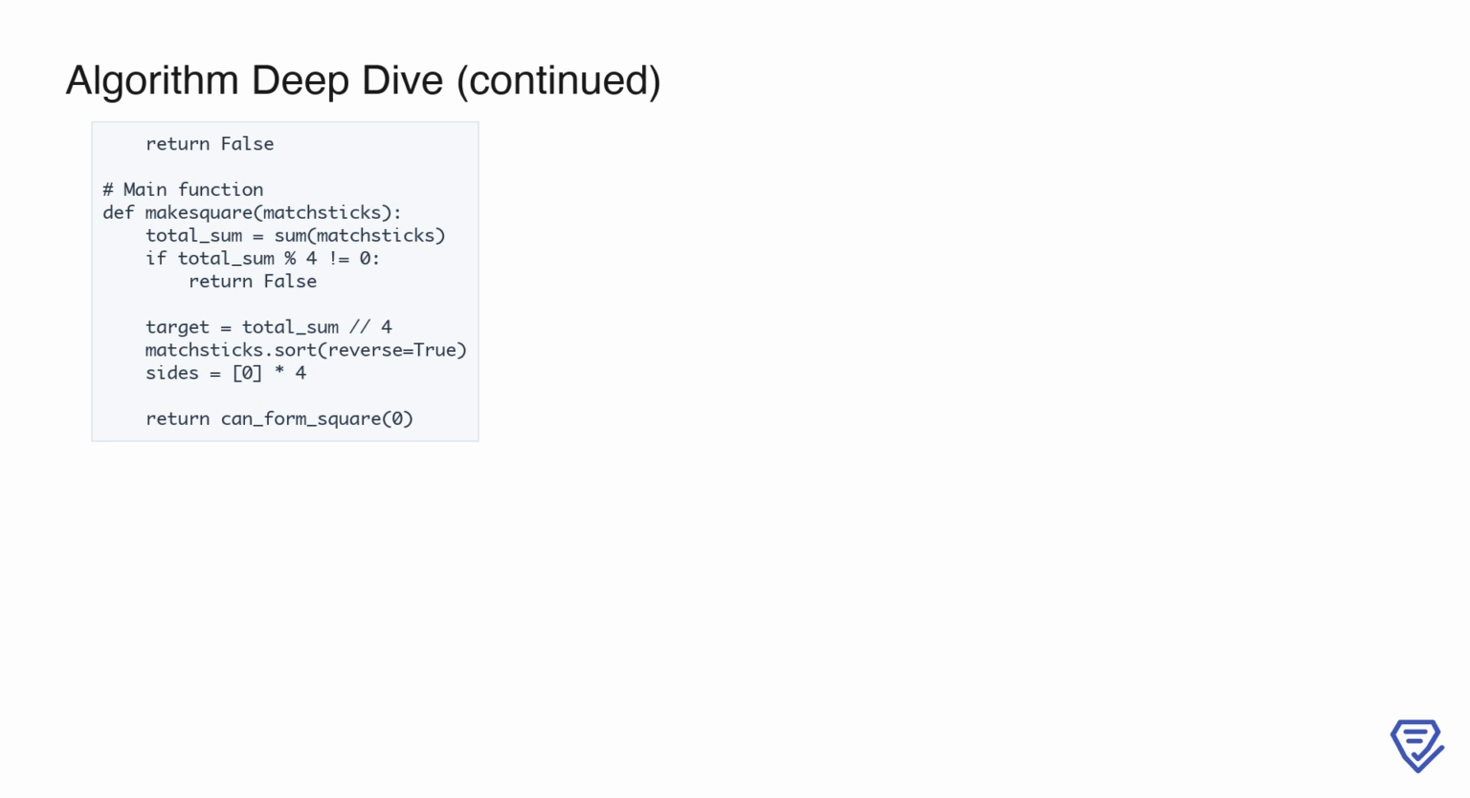The main function to solve the problem ties everything together. It starts by calculating the total sum of the matchsticks. If the total is not divisible by 4, we immediately return false. Otherwise, we calculate the target side length and sort the matchsticks in descending order. We then initialize the sides array and call the recursive backtracking function starting from the first matchstick. This function explores all possible assignments and returns true if a valid configuration is found. If no such configuration exists, it returns false. The combination of sorting, pruning, and backtracking ensures that the algorithm is both effective and efficient for this challenging problem.